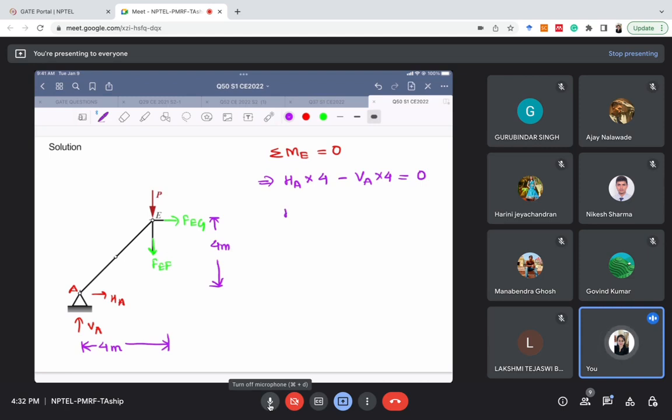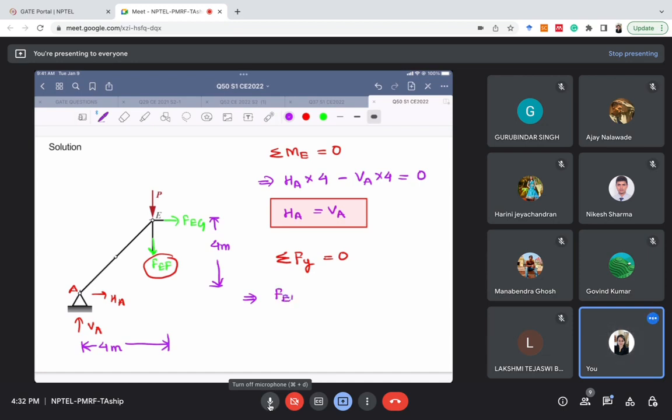Now, from this we can conclude that HA is equal to VA. The first relationship we got is HA equal to VA. Now, what other relationship can we find? Because we need to find FEF, we will take the summation of force in y direction as 0, because we need to find a relation between FEF and the other forces. So what are all the forces in y direction?